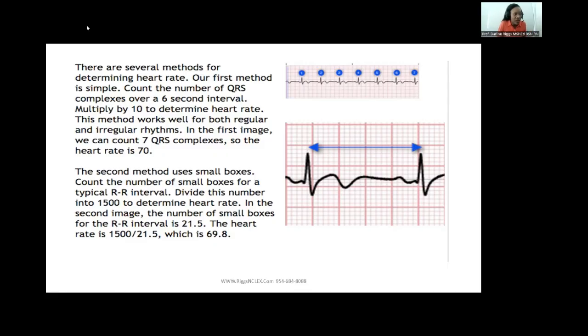So this one is great: counting the number of QRSs and multiplying by 10, whether the client is regular or irregular. But your R to R is best if they're regular, because you're looking at just one R to R versus the entire 6-second strip. So R to R is great for regular rhythms, whereas counting the number of QRSs and multiplying by 10 works for both regular and irregular.